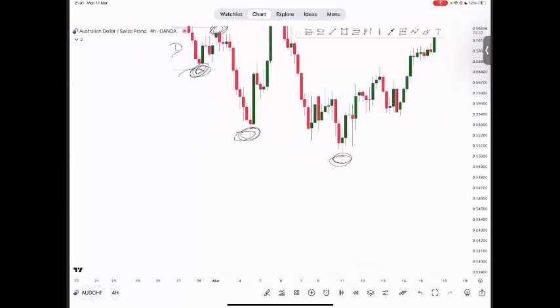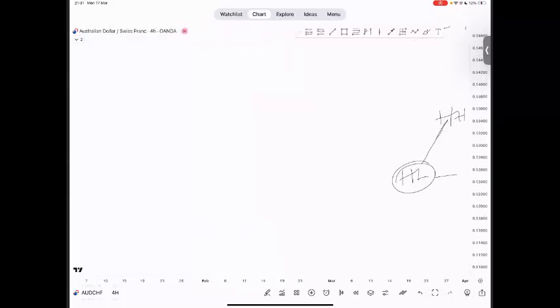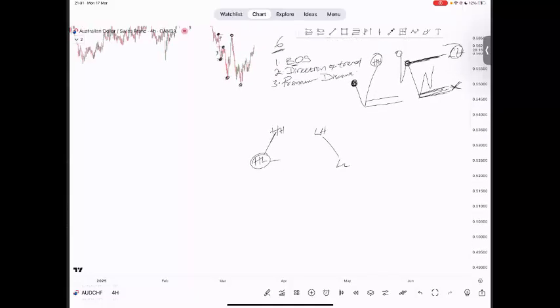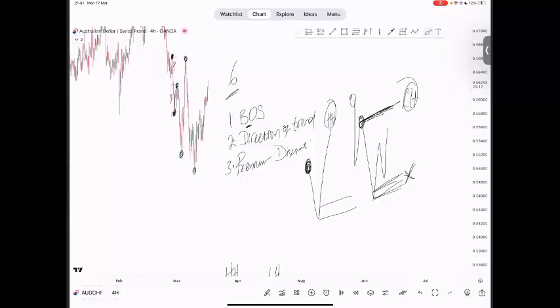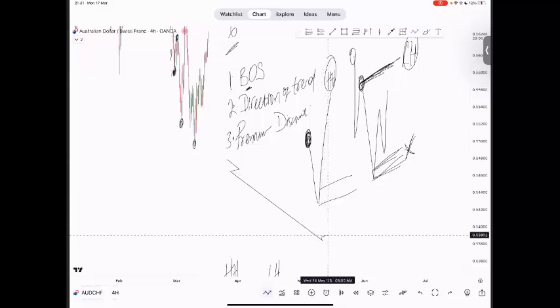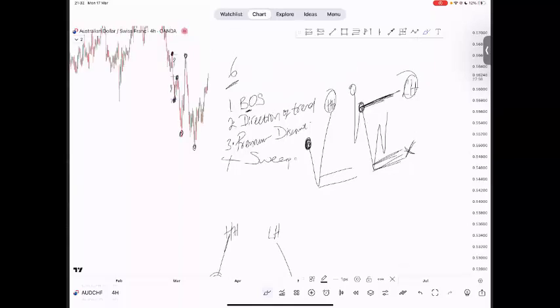Now the next one that I talked about, I mentioned a form of inducement. Okay, before inducement, let me talk about sweep. So I talked about sweep the last time we met. Now, sweeps, I told you guys that price may not always sweep, right? Because there's something like this.